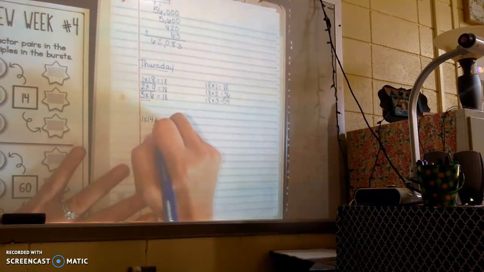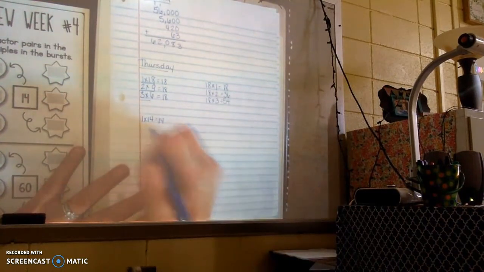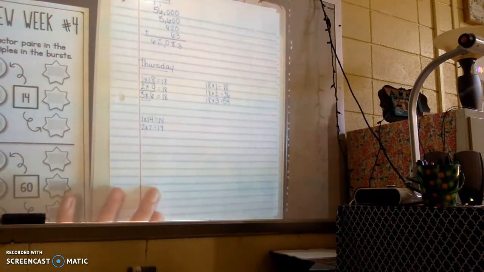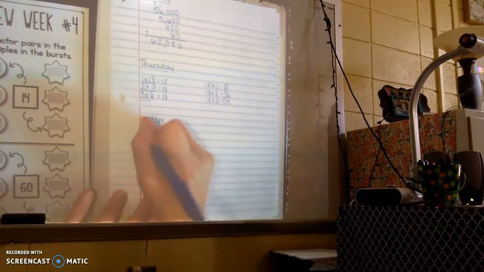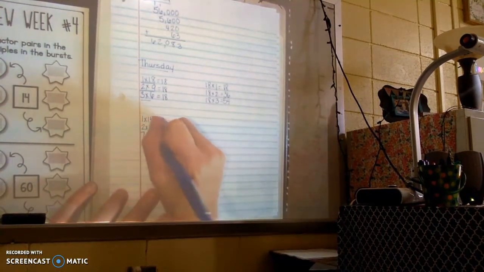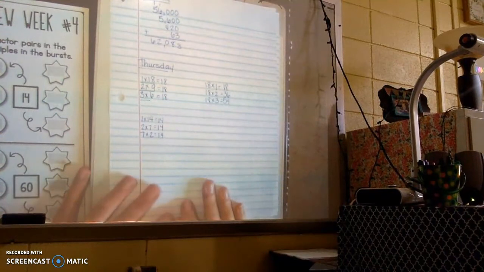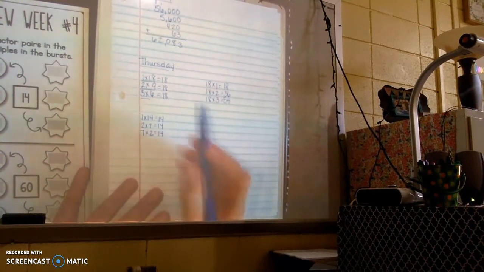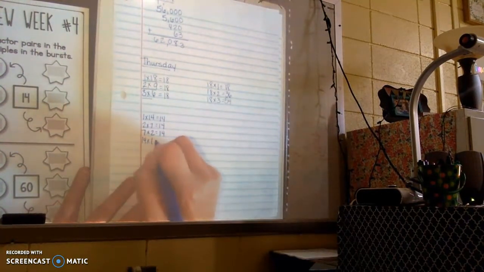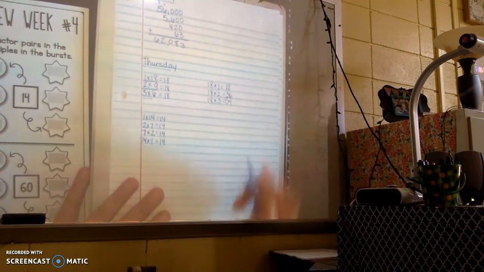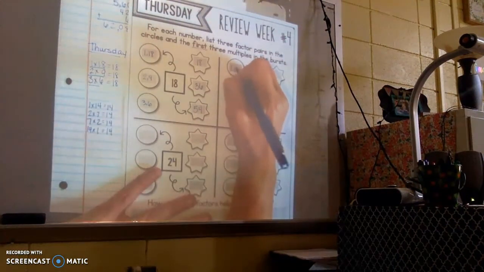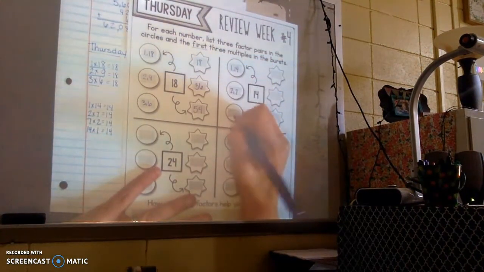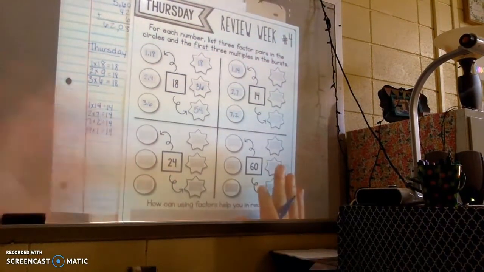1 times 14 would equal 14. Let's see, how else could I get 14? 2 times 7 would give me 14. And I could also multiply 7 times 2 because remember, the commutative property of multiplication tells me I can multiply numbers in any order and I would still get 14. That means I could have also said 14 times 1, but I didn't. So I'm going to write over here 1 and 14, 2 and 7, 7 and 2. So I only have to do 3.